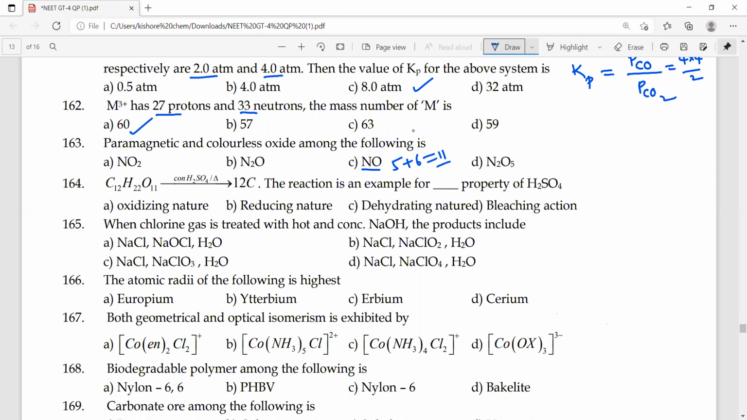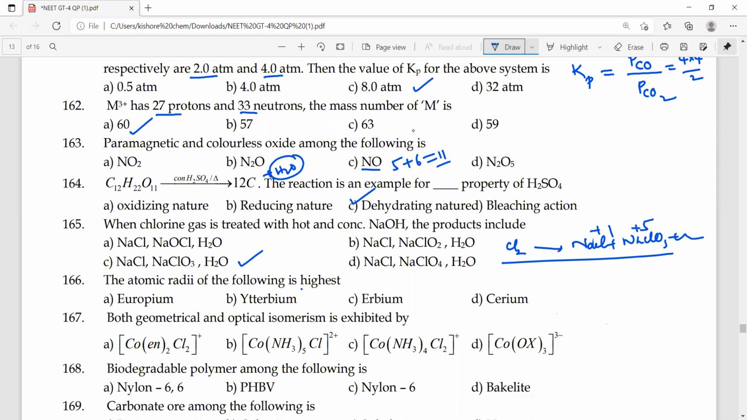When any carbohydrates are treated with concentrated H2SO4, they lose water. So H2SO4 is a good dehydrating agent. Next, chlorine reacts with concentrated NaOH to give NaCl and NaClO3 plus water. This is a disproportionation reaction.